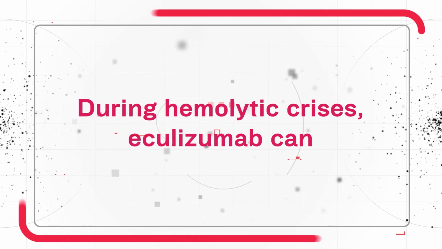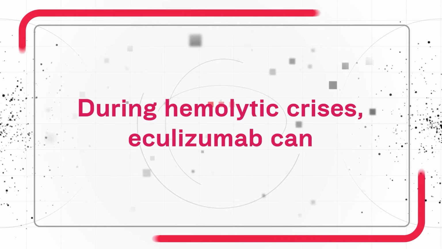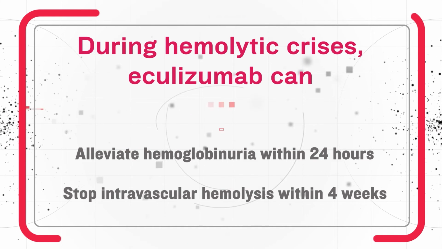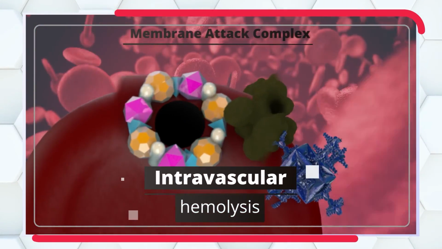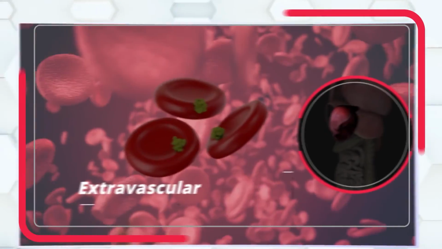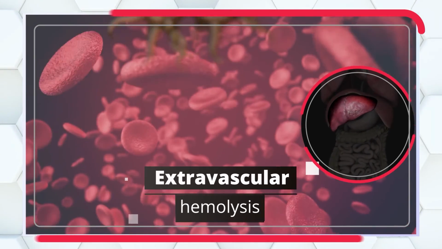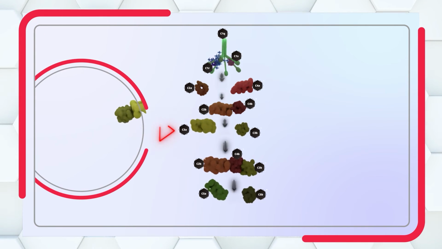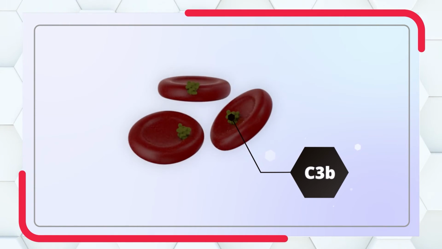Before sutimlimab was available, eculizumab was recommended off-label for emergency treatment of hemolytic crises since it can alleviate hemoglobinuria within 24 hours and stop intravascular hemolysis within 4 weeks. Only a small number of red blood cells are destroyed by intravascular hemolysis in CAD. So if we want to stop extravascular hemolysis, we need to move upstream in the classical pathway. The C4b-C2b complex acts as a C3 convertase, cleaving and activating C3 in the classical pathway, thus creating C3b, the tag that marks red blood cells for destruction.